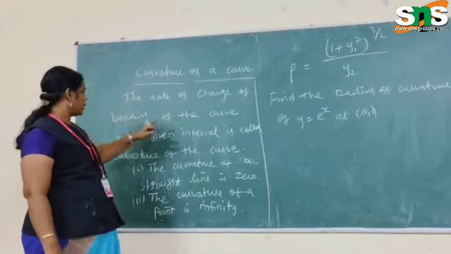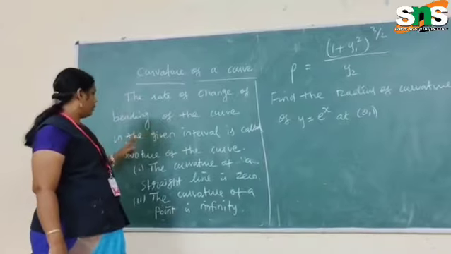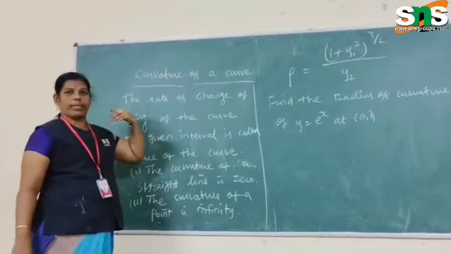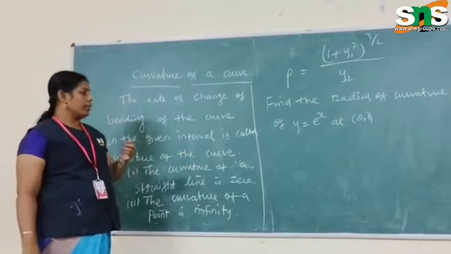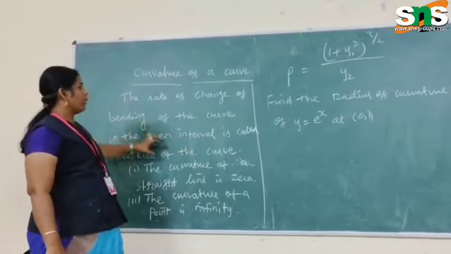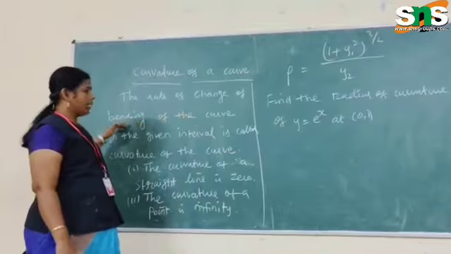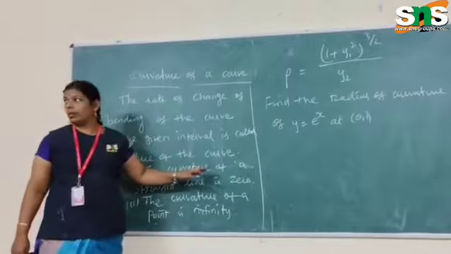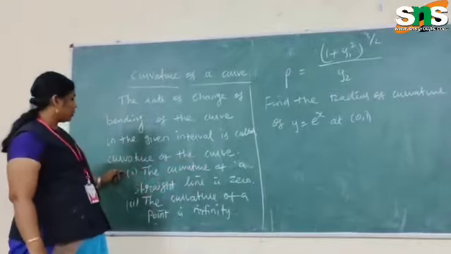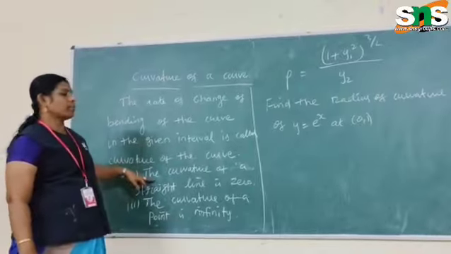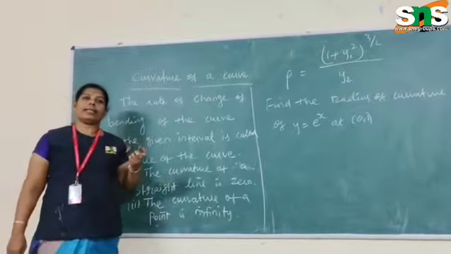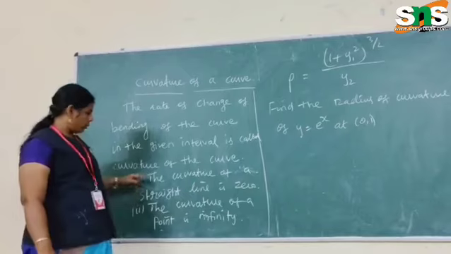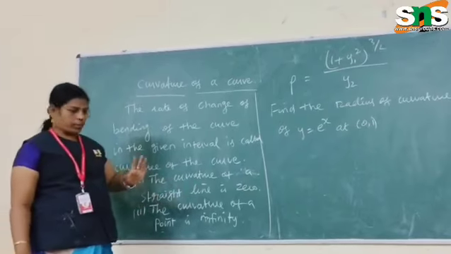The rate of change of bending of the curve in the given interval is called the curvature of the curve. What is the given interval? How do you find the curvature? First find the rate of change of bending of the curve in the given interval. First point, the curvature of a straight line is 0. Here the straight line has no bending of the curve. Therefore, the curvature of a straight line is always 0.